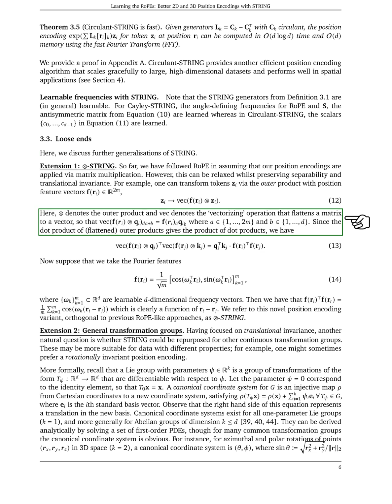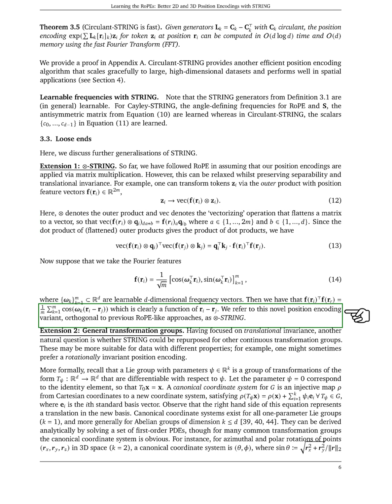This means that when we vectorize the outer product of the position feature vector and the token, we get a specific relationship between the elements of these vectors. If we use learnable frequency vectors, we find that the inner product of the position feature vectors is a function of the difference between their positions. We call this new position encoding variant O-time STRING, which is different from previous RoPE-like methods.